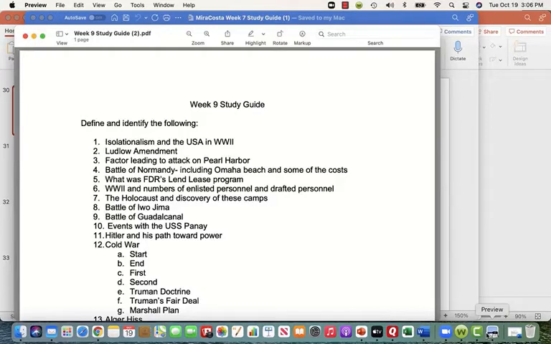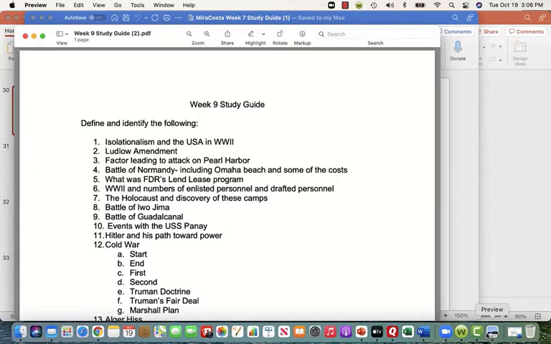Originally, when we talk about drafted personnel and enlisted personnel, it was roughly 70-30. About 70% of the population was drafted and about 30% enlisted. Another thing that we talk about is the Holocaust and how the UN may have been cognizant of the Holocaust in 1942, but the official story was we didn't find out about it until 1944.